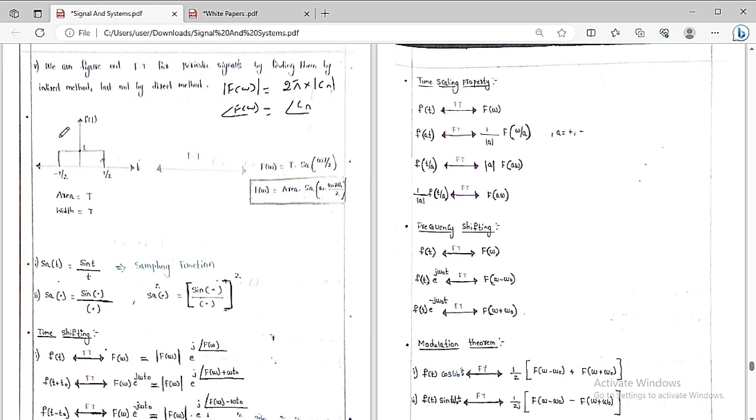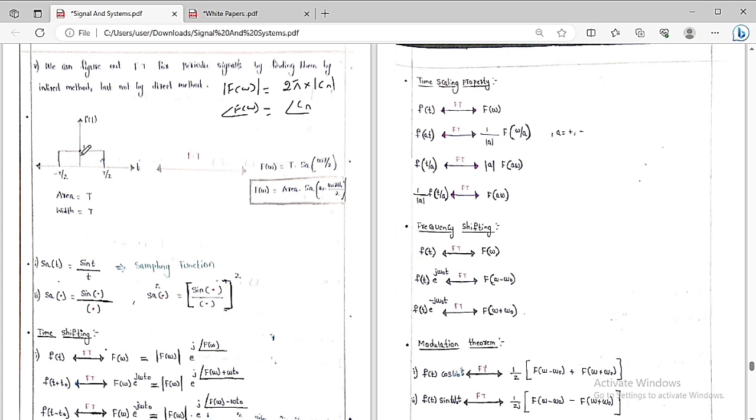So suppose this is a rectangular pulse in the time domain, f of t with respect to t. This is t by 2, this is minus t by 2. And here, its peak value is 1. So what is the area of the signal?